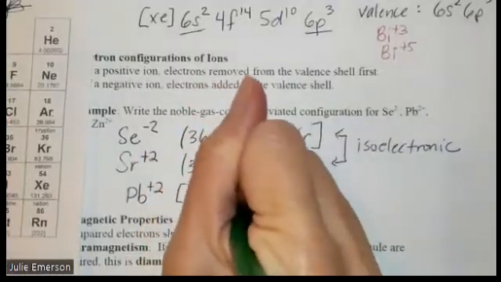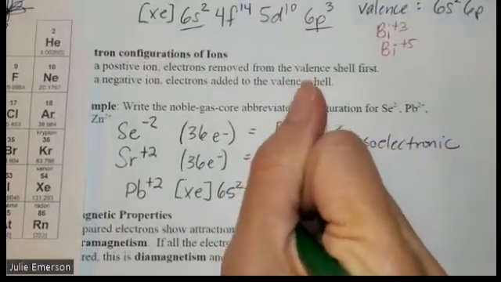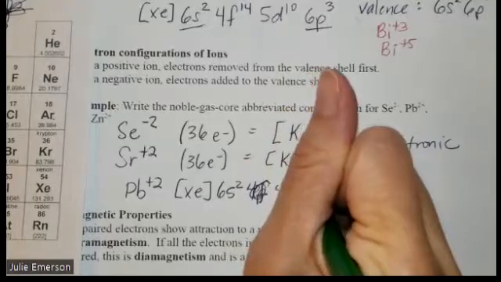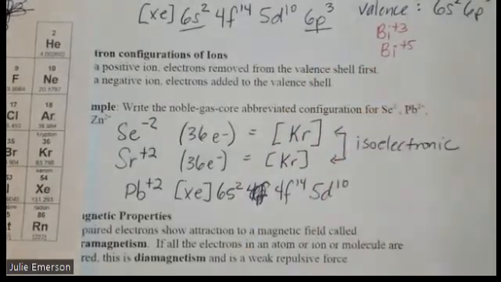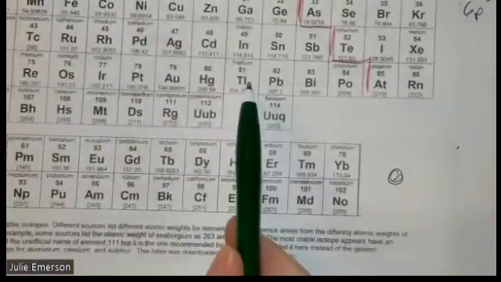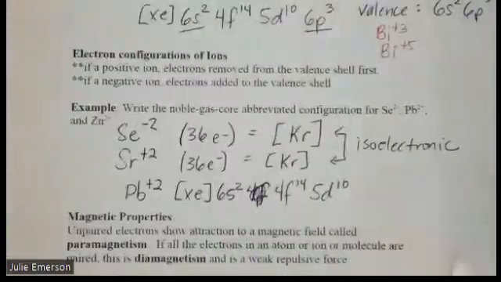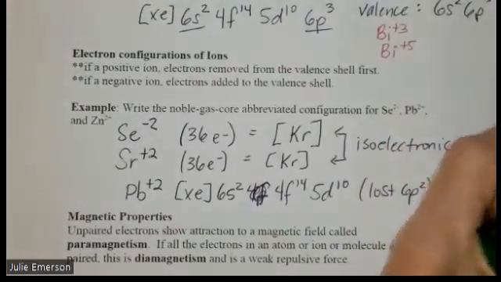Then past that, we'd have our 6s2, our 4f14. Then we'd have our 5d10. All right, and now normally what would finish this out for lead is you'd have your 6p2. But if it's a +2, that's what's been lost. So it's lost the 6p2.